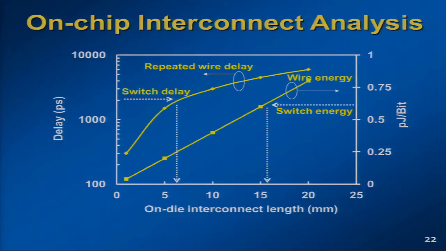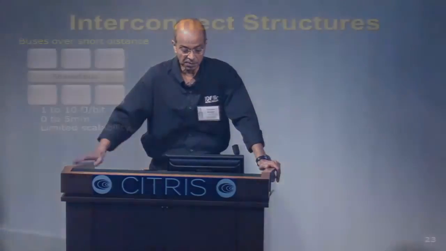And we know that the cores on the chip in the future will definitely be less than 6 millimeters, meaning go to the old-fashioned buses. Connect them using simple buses, and you'll be more energy efficient. So in the future, the interconnect structures that we need to start looking at are something very simple.